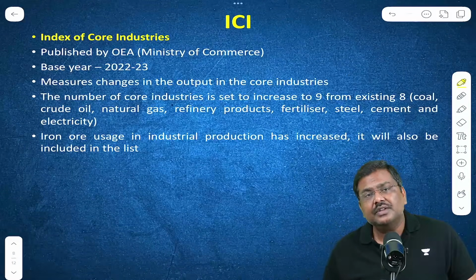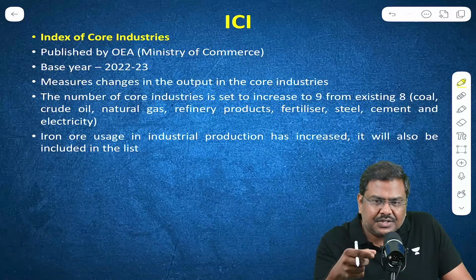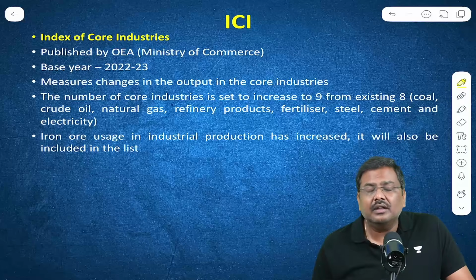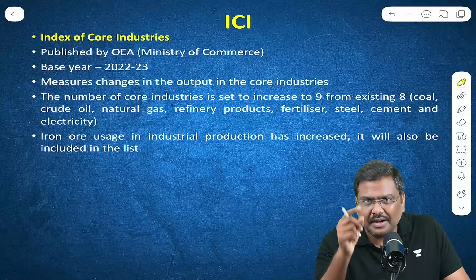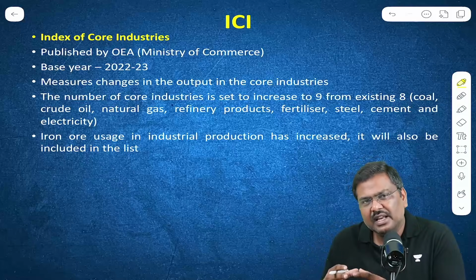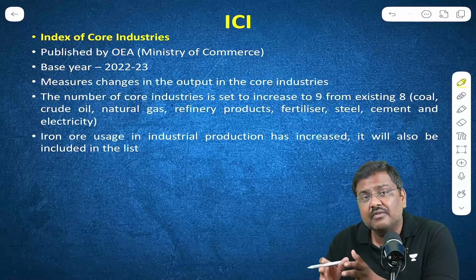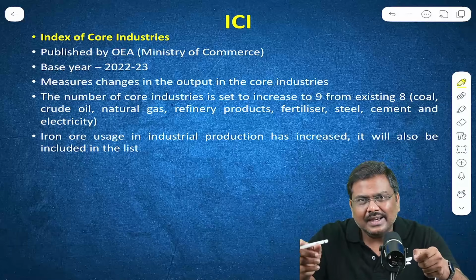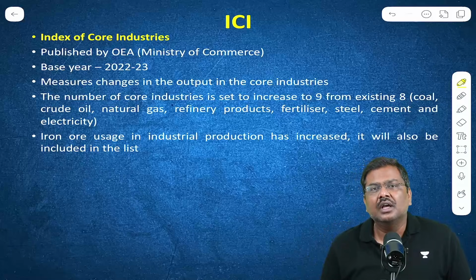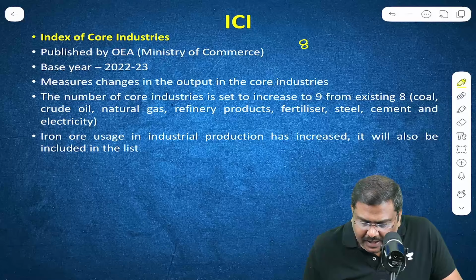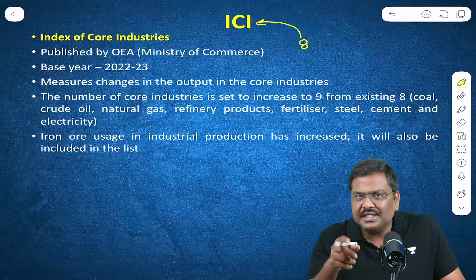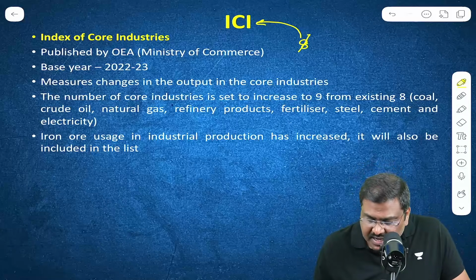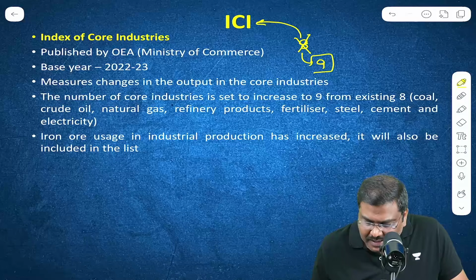Now, using the Index of Industrial Production, certain industries within this list were covered under one more indicator, called the Index of Core Industries. Core industries basically focus on those industries which are very essential, and which supply raw materials for other industries to produce goods and services. Until now, there were 8 industries covered under ICI, called the Index of 8 Core Industries. Now the list has been expanded to cover 9 industries.